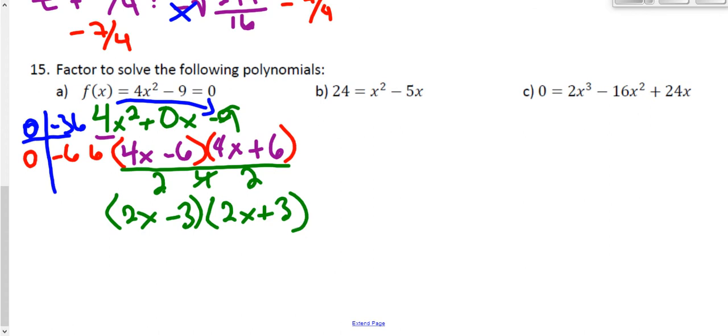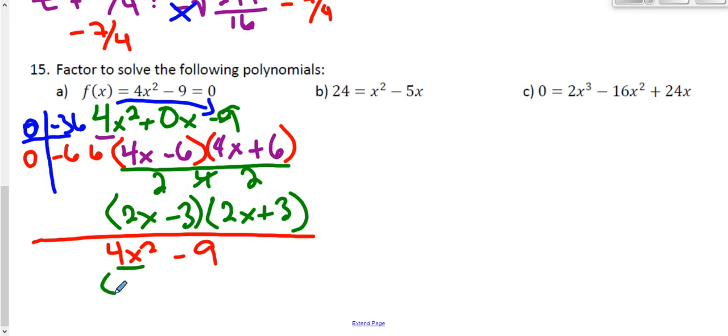Now, if we wanted to do that faster and more efficiently, we could also notice that 4x squared is a perfect square and 9 is a perfect square, which means that we can use difference of squares here, which is much faster. So let's go ahead and try that. To use difference of squares, all I have to do is figure out what's being squared in front, and the thing being squared in front is 2x. 2x times itself is 4x squared. And then we find the thing being squared in back, which is the number 3. 3 squared gives us 9. And that immediately tells us how to factor.